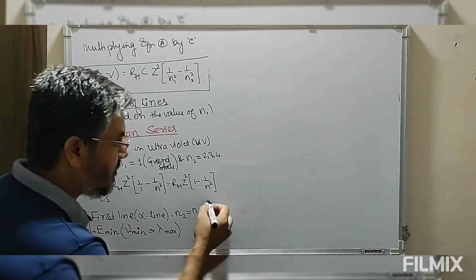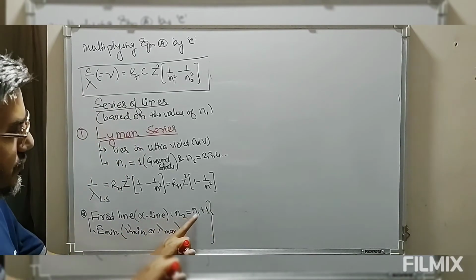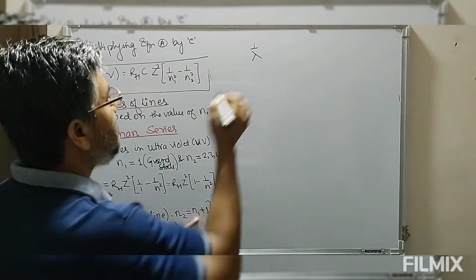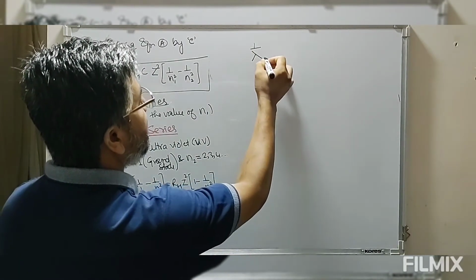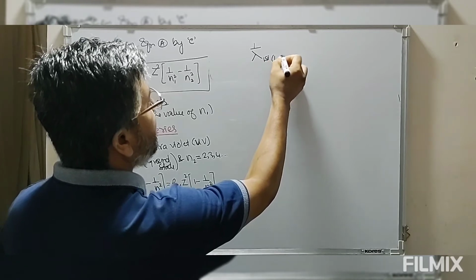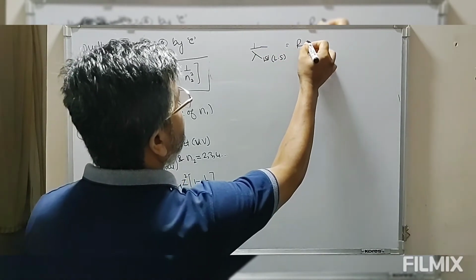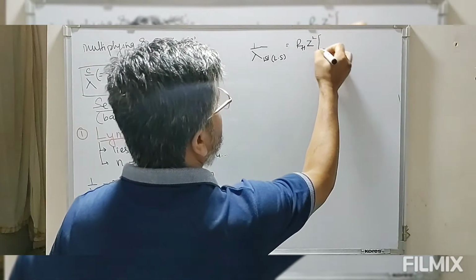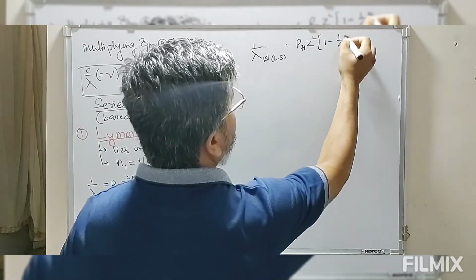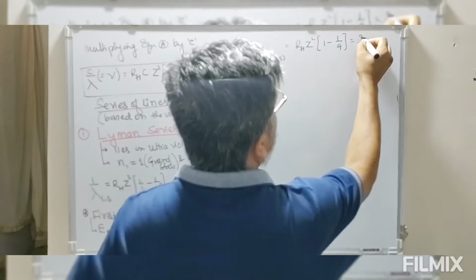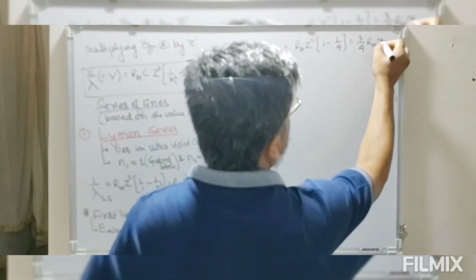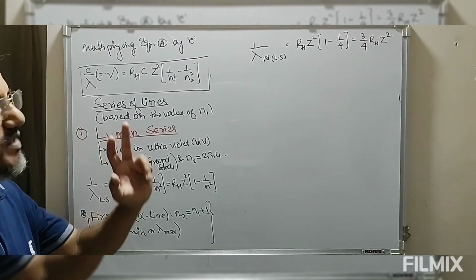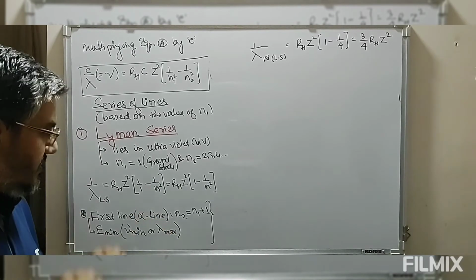So for this first line or alpha line, we have N2 is equal to N1 plus 1. Therefore 1 by wavelength of this first line of Lyman series is equal to RH Z square, because N1 is 1 here, so 1 plus 1 is 2. So we have 1 minus 1 by 2 square, 2 square is 4, so this is equal to 3 by 4 times RH Z square. So this is the first line of Lyman series. The first line is known as the alpha line.